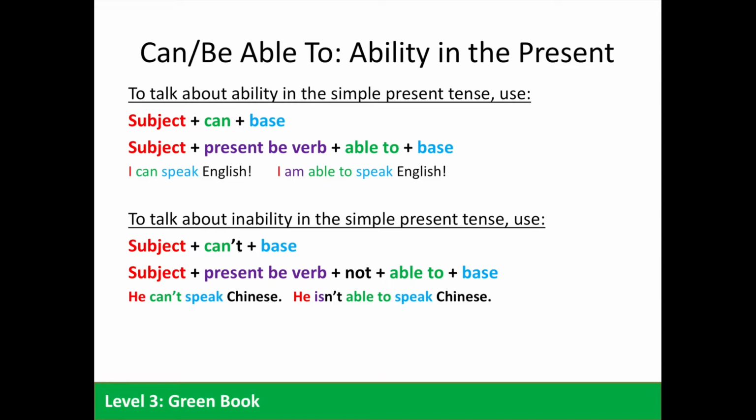Take a minute, pause the video, and practice writing some sentences using can and be able to in the present tense.